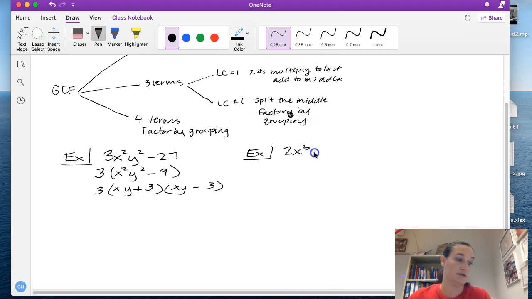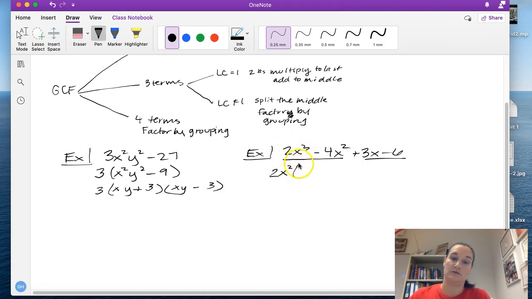So that's 2x cubed minus 4x squared plus 3x minus 6. Factor by grouping works by grouping the first 2 terms together and the last 2 terms together. We look for the GCF in the first 2 terms. So 2 divides out of both 2 and 4. And the smallest power of x that's in both terms is x squared. So that's our GCF. We factor it out.